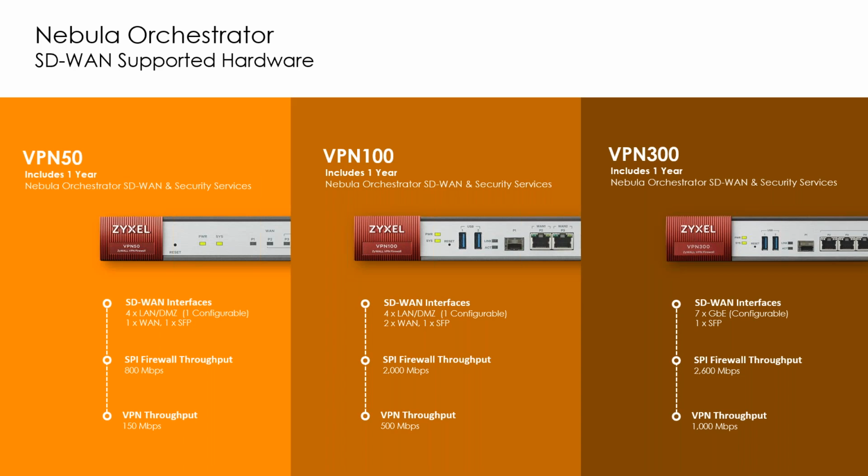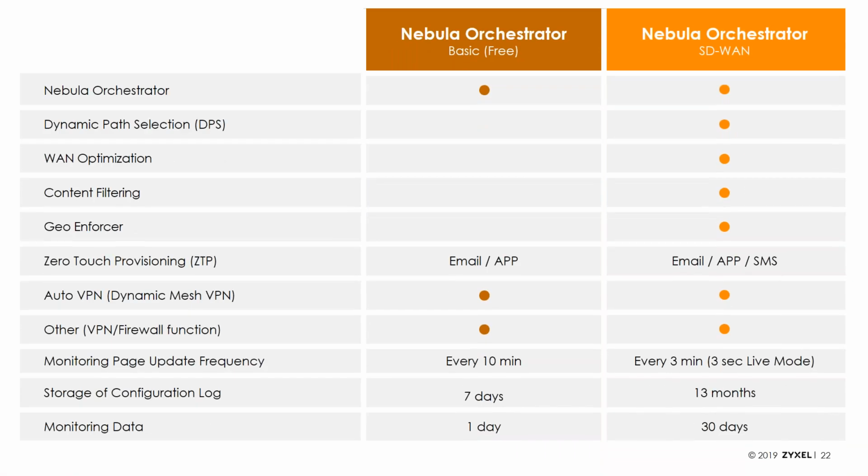So what comes in with the license? Because as I said, the product comes with a 1-year license, and the 1-year license will give you the orchestrator, of course, the dynamic path selection, the WAN optimization, the content filtering, the geo enforcer, that is all included. The zero touch provisioning, auto VPN, the monitoring, storage, and monitoring data. Only there's a difference. As long as the license is there, then you leverage all the features that are listed on the right hand side.